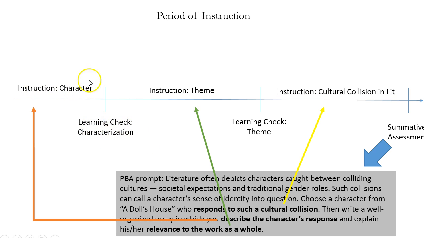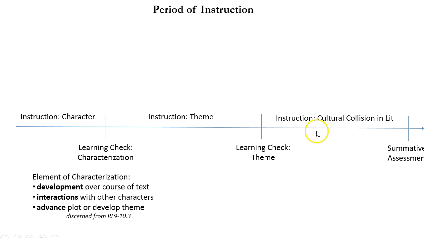They would be followed by learning checks. So: instruction on characterization, kids working on tasks that ask them to do that work, and then a strategic learning check there. Instruction on theme, strategic learning check there. Instruction on cultural collision, and then the summative assessment. Then we dug into that standard for characterization and broke it down. Elements of characterization were about development over the course of the text, interaction with other characters, and how that character's growth advances the plot or develops the theme.